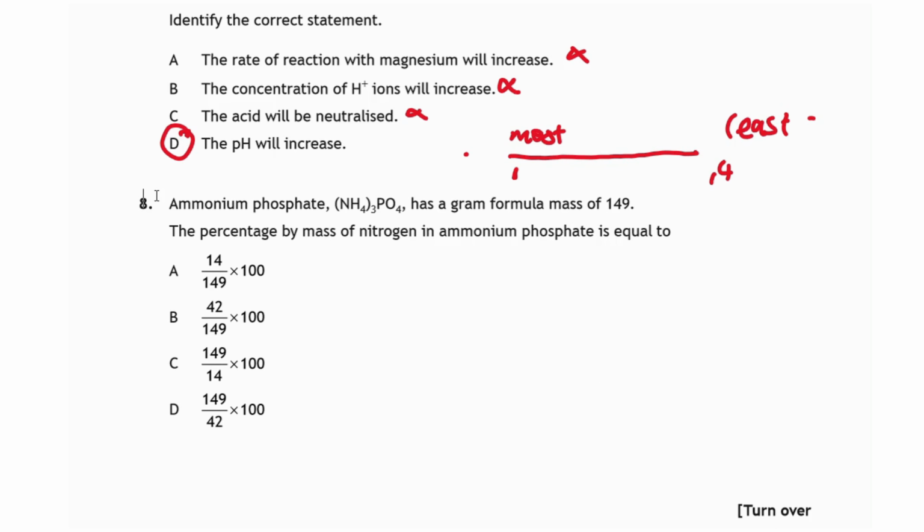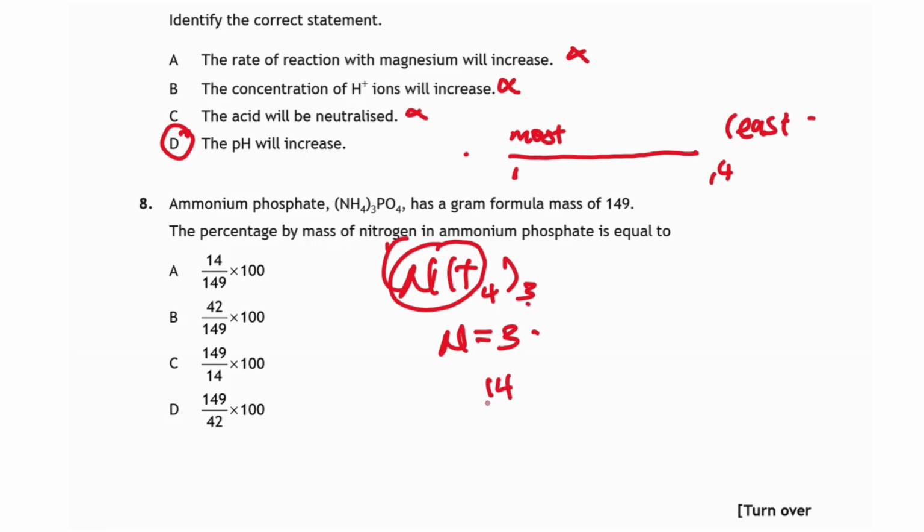Okay, and then question 8 says ammonium phosphate has the gram formula mass of 149. So the percentage by mass of nitrogen will be what? In this formula, we can see that nitrogen is 3 altogether, because this 3 sums up every element inside, everything that makes up the compound. So since we have 3 nitrogen, and if you check your data booklet, the relative mass of nitrogen is 14. So we'll have 42 altogether. So the percentage by mass will be 42 over 149 times 100. Okay, and that is option B.